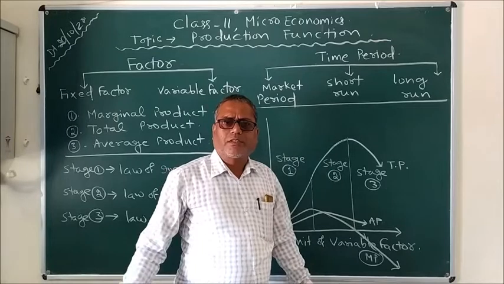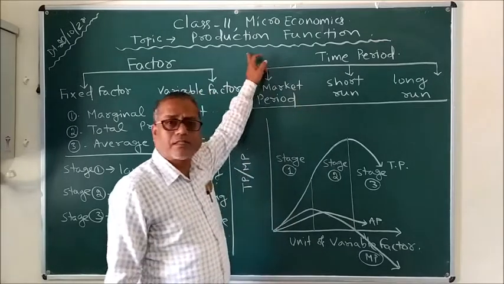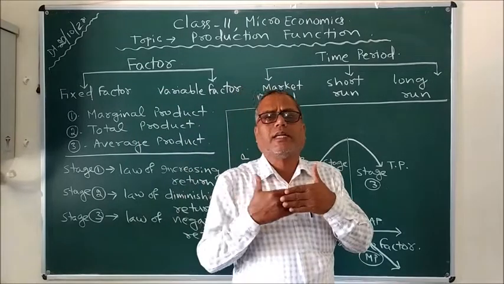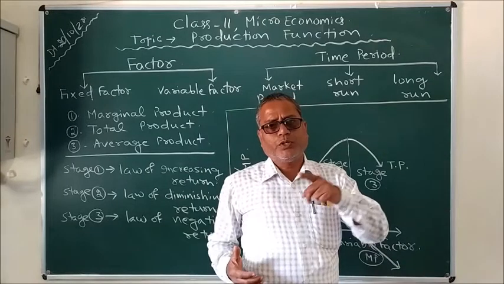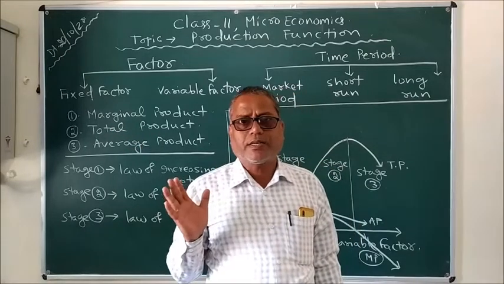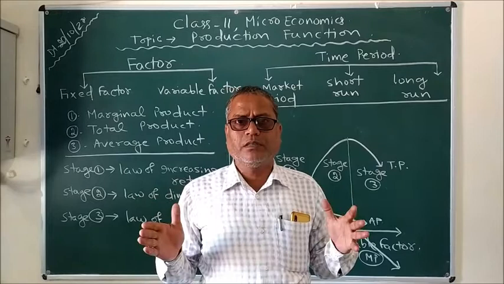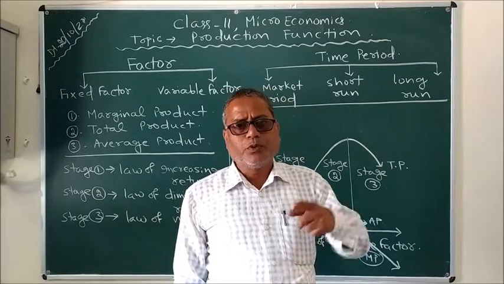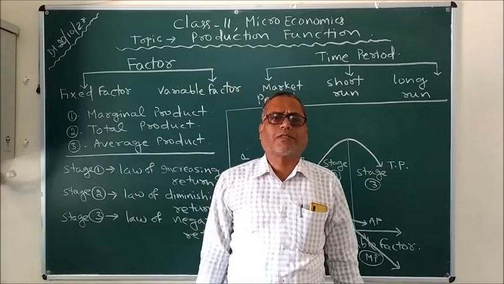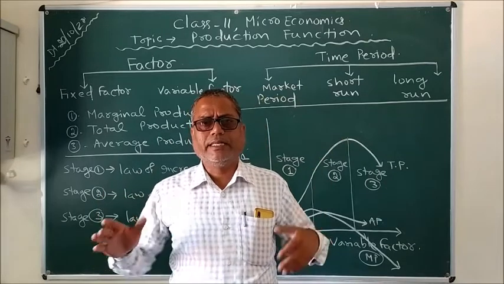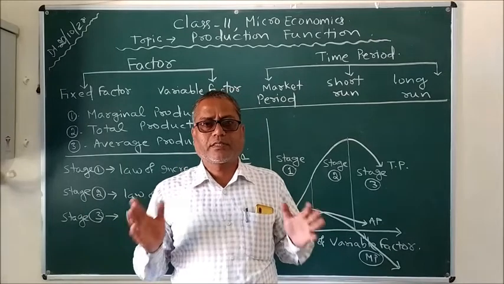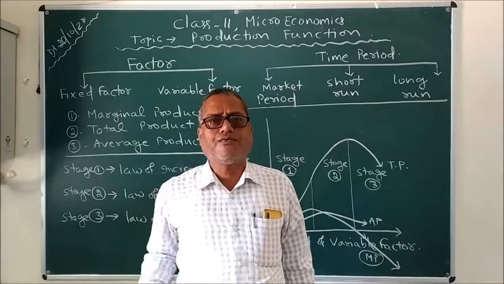And what is production function? By definition, production function tells us the functional relationship between input and output. So here we need to understand first what is production, what is input, and what is output. So first come to the word production. Production means creation of utility. Once again I repeat my statement. Production is creation of utility.